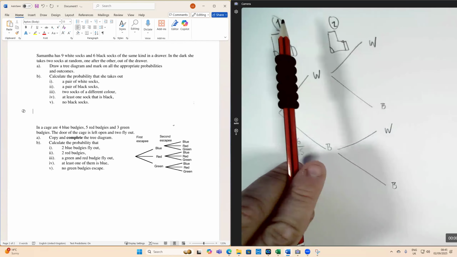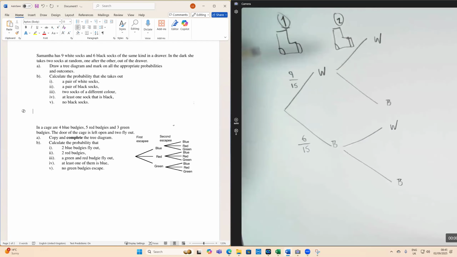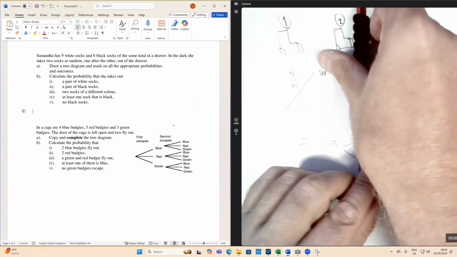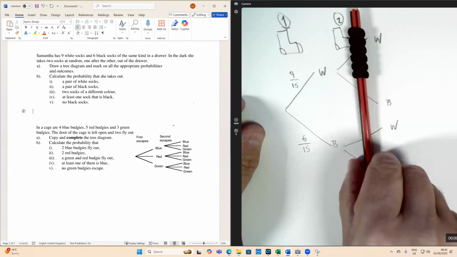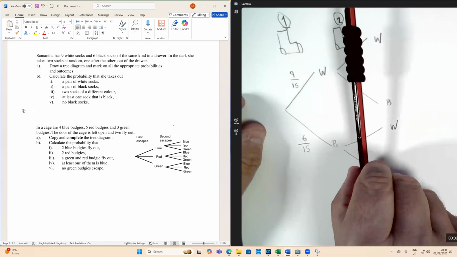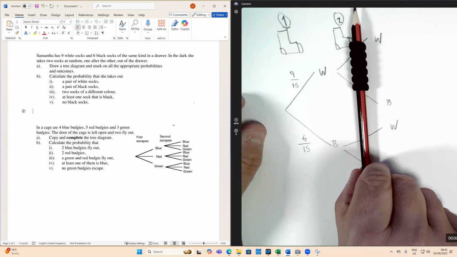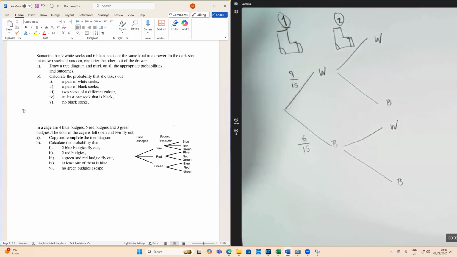The thing that really helped me to think about this topic is when you imagine Samantha first reaches into the drawer. When Samantha first reaches into the drawer, there's 9 white and there are 6 black in there. Now, these branches here, this is when Samantha has taken one out already and she's now going to reach into the drawer for the second time.